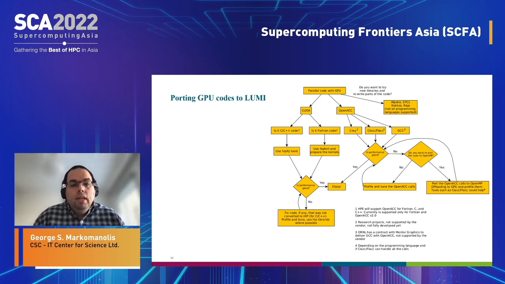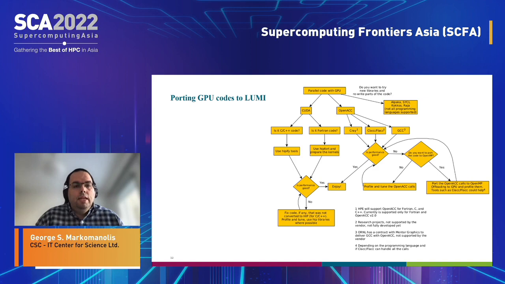And so basically, if the performance is good, perfect. If no, the question is if you want to port to OpenMP, because usually you port OpenACC calls to OpenMP. If no, profile and tune the OpenACC calls. If yes, port the OpenACC calls to OpenMP. Usually there are some tutorials that say this pragma maps to this pragma. And also you can use Clacc or Flacc that could help you to port the calls to OpenMP.